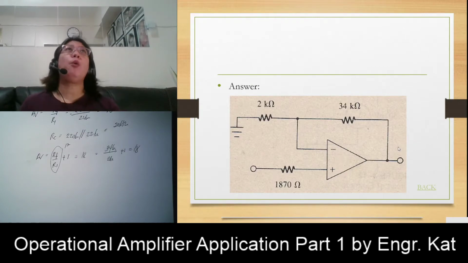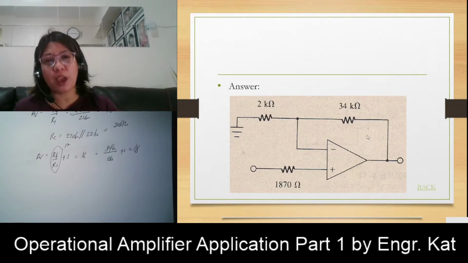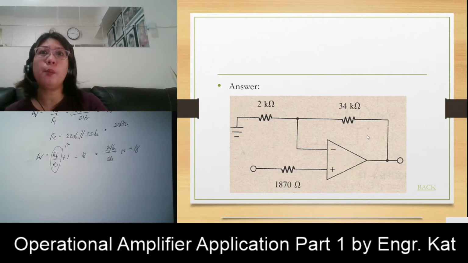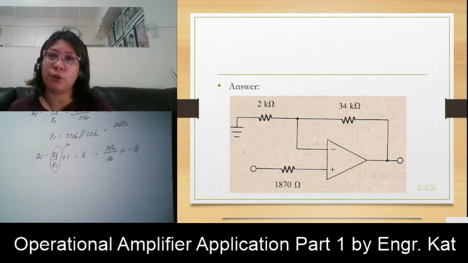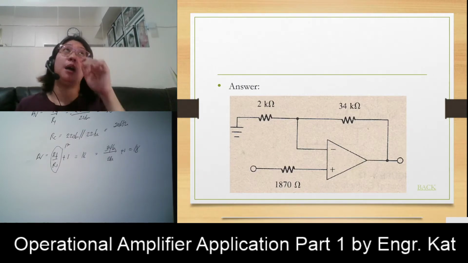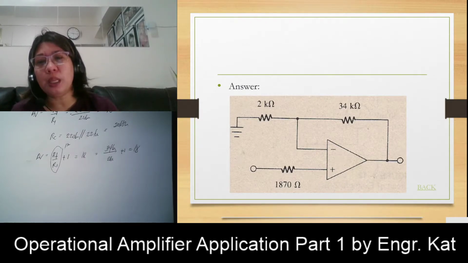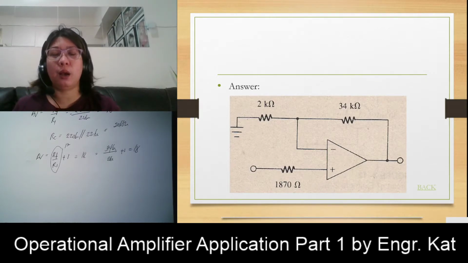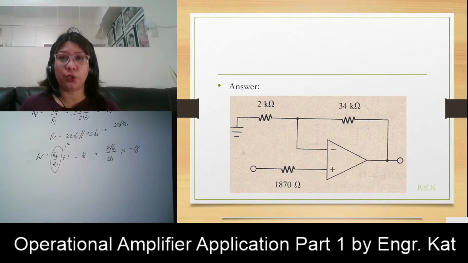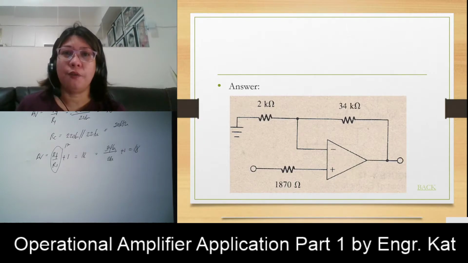Okay, so our non-inverting amplifier is the counterpart of the common base configuration for BJT amplifiers, or the common gate configuration for FETs. And then the inverting amplifier is the common emitter configuration for BJTs, or the common source configuration for FETs.